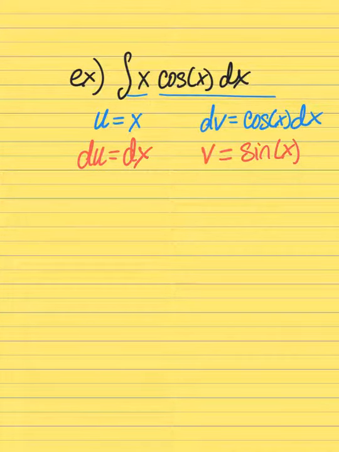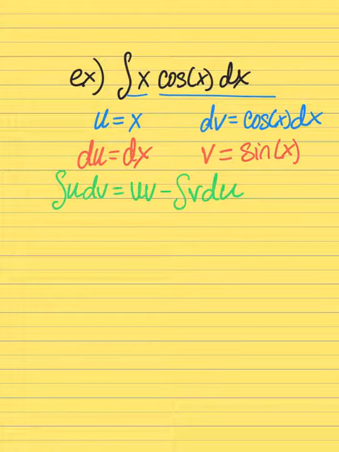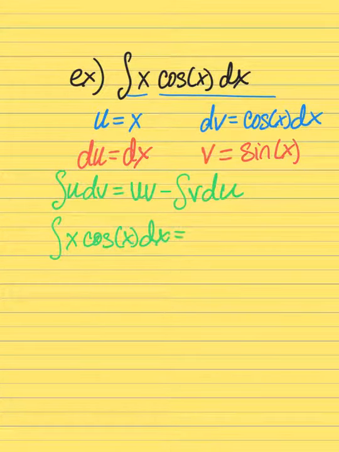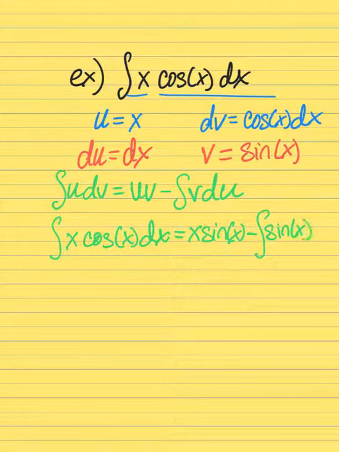So now what I have to do is put it back into our integration by parts equation. So remember, integration by parts said if I have the integral of u dv, it equals u times v minus the integral of v du. So in our case here, the integral of x cosine of x dx equals u times v, so it's going to be x sine of x minus the integral of v du. Now look what happens. v is sine of x, du is just dx. And this made this problem so much easier to solve.